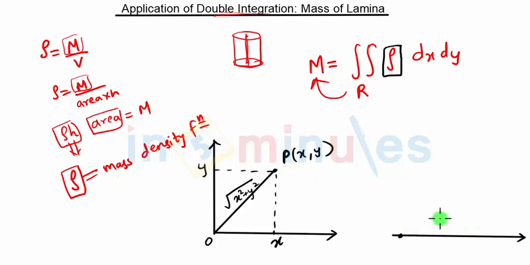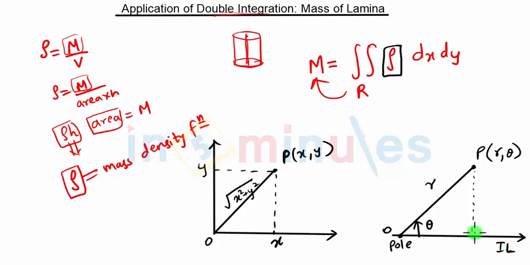Similarly, we can have the density described in polar coordinates. Let's say we have point P in polar coordinates, r comma theta. This will be our pole, that is the origin in this case. This distance will be r and this will be our theta. Then the distance of P from the initial line is nothing but r sine theta. Just remember this, as it will be more useful when we solve the problem, because it will be described like: the density varies in such a way that its distance from the initial line is twice its distance from the pole, something like this.